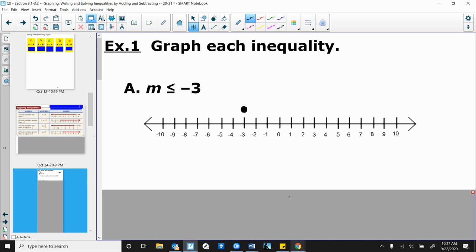Now, it's m is less than. So which way does my arrow have to point? Becca? Left. It has to point to the left to all the numbers that are less. And that's what we get.